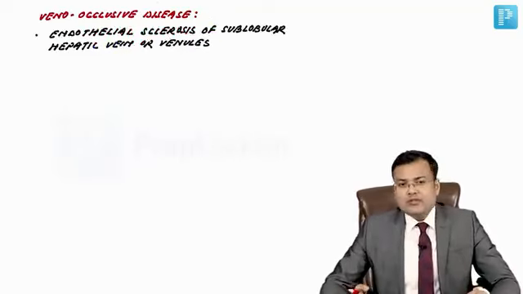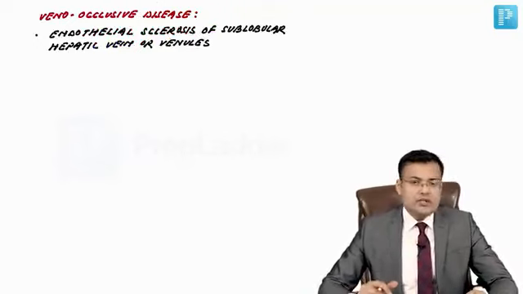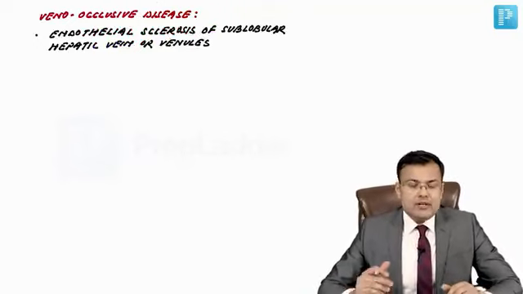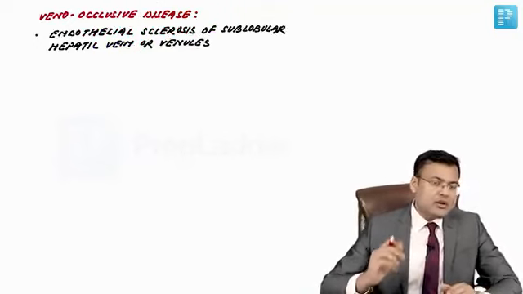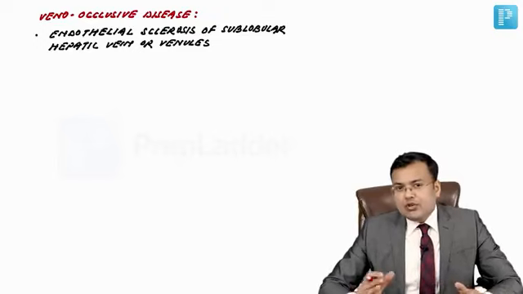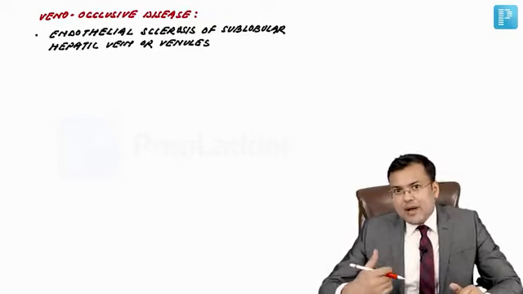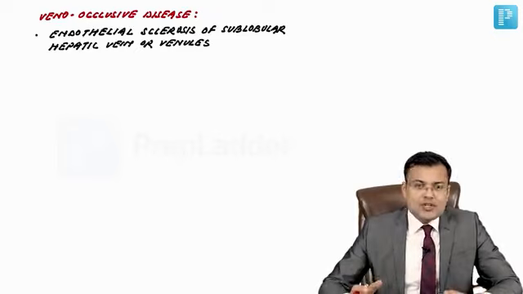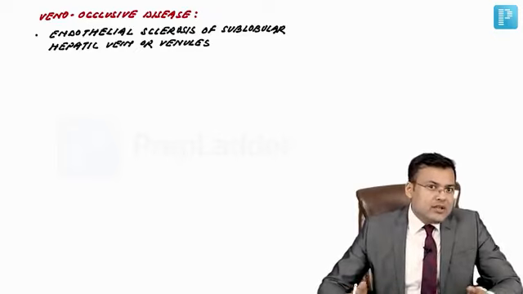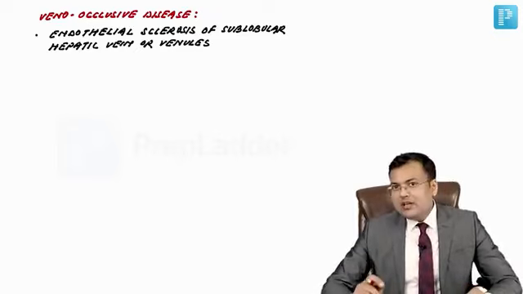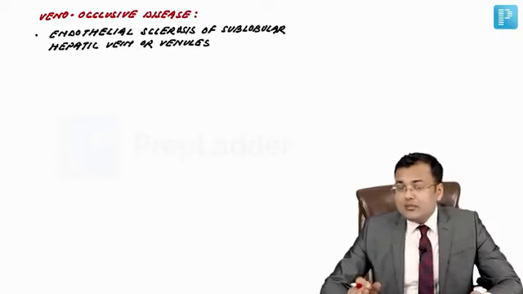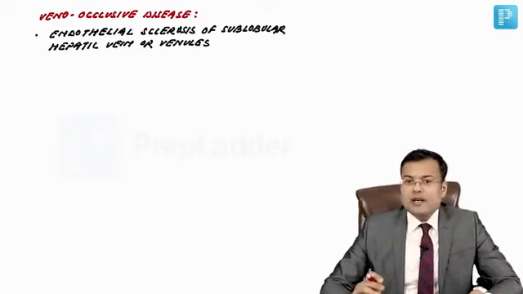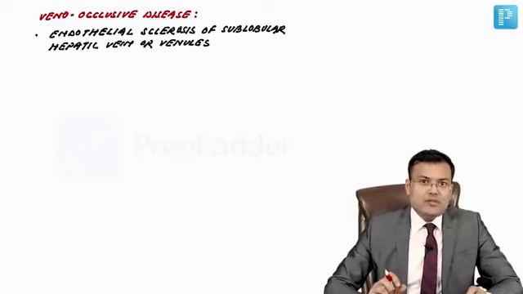What is veno-occlusive disease? It is very similar to Budd-Chiari syndrome, in that there is hepatic venous outflow obstruction, but here the etiology is different. So veno-occlusive disease is also because of hepatic venous outflow obstruction. And what is the cause? It is caused by endothelial sclerosis of the sublobular hepatic vein or hepatic venules. Means these are the microscopic structures.